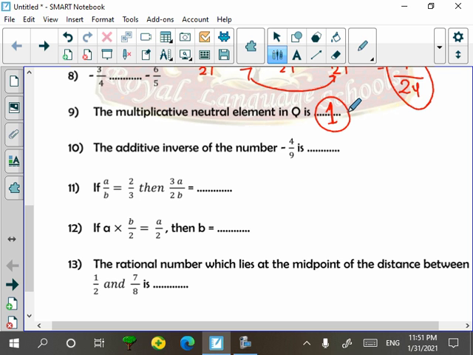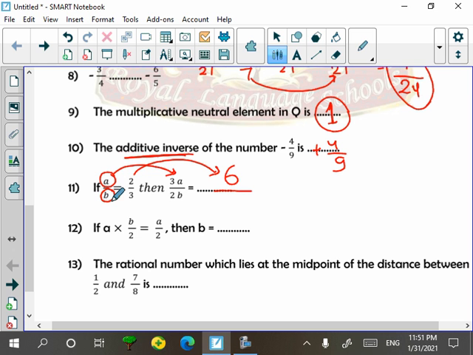Number 10: the additive inverse of negative 4 over 9 will be positive 4 over 9. Number 11: if A over B equals 2 over 3, then 3A over B is 3 times 2 over 3, which equals 2... so 3A equals 2 times 3, which equals 6.